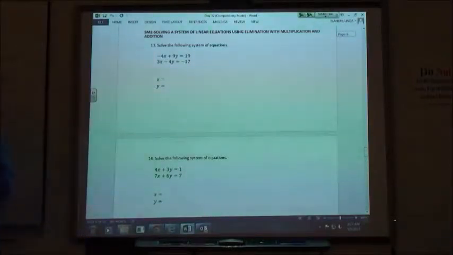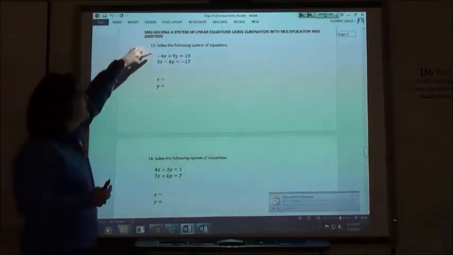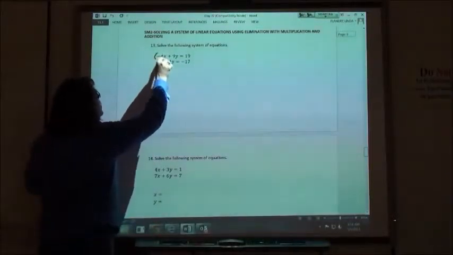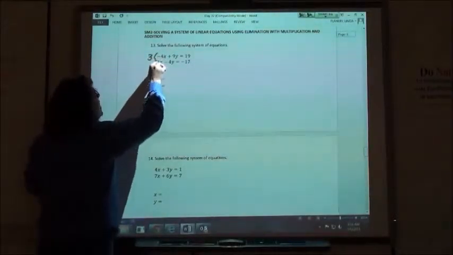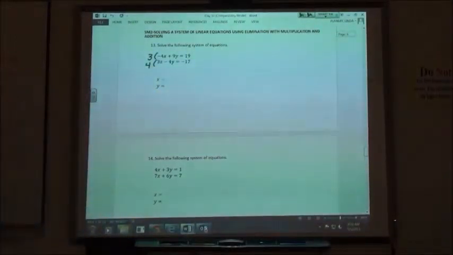So I think about 4 and 3, and I think about their least common multiple. If I have 4 and 3, they both go into 12. So I want one to be 12 and one to be negative 12. Since my signs are already opposite, I'm going to leave the signs how they are. And so I'm going to take my top equation times the 3, my bottom equation times the 4. Notice I just switched my numbers, but I ignored the signs because they were already opposite.